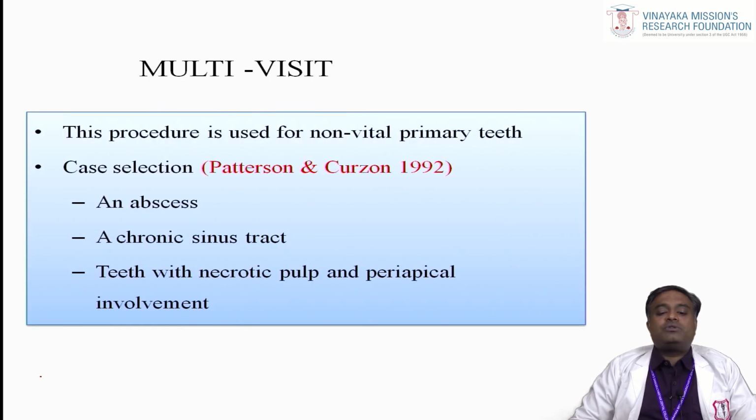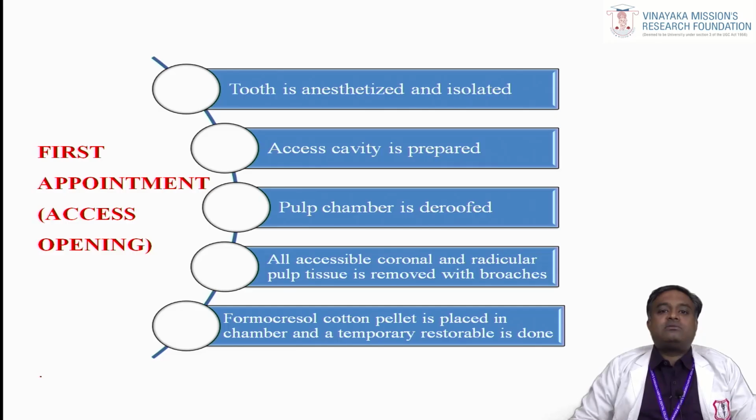This procedure is used for non-vital pulp therapy. The case selection, according to Patterson and Curzon in 1992: an abscess or any chronic sinus tract, teeth with necrotic pulp or periapical involvement should be selected for this multi-visit pulpectomy technique. As the name suggests, the patient should come for multiple visits. In the first visit we usually do the access opening, in the second visit you do up to the BMP, and in the final visit you proceed with the obturation followed by the stainless steel crown.